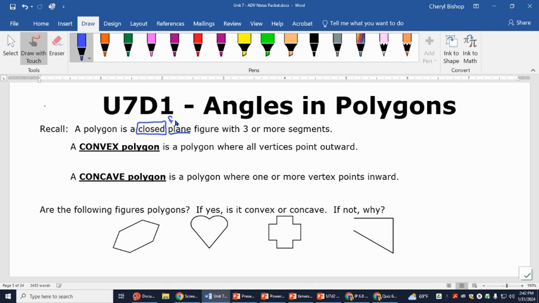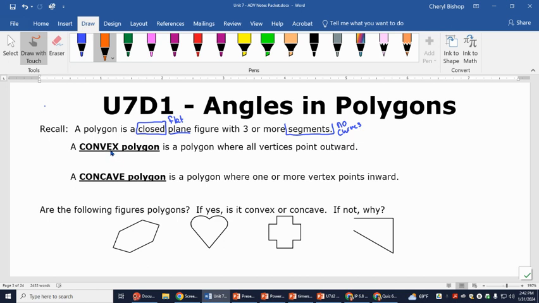It's not three-dimensional. Okay? And then the other thing we have to remember is that it's made with segments. That means there's not going to be any curves to it because segments are parts of lines. Okay? So the next two things we need to talk about are two different kinds of polygons we can have.